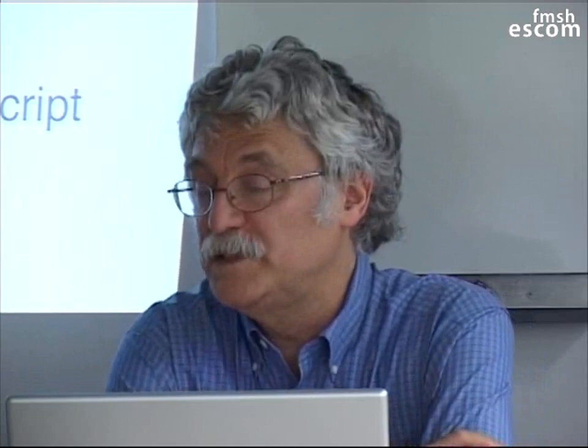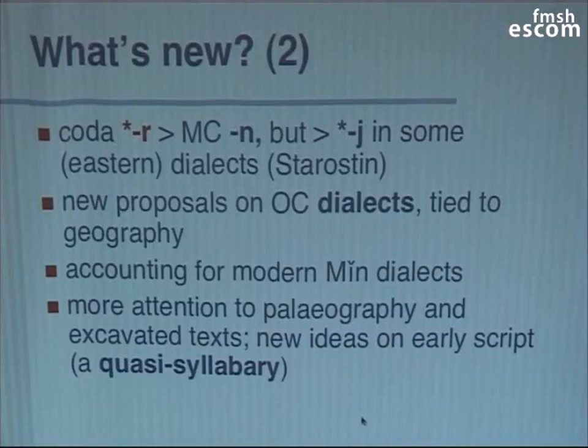We've introduced a coda R. This basically follows Starostin. In his book, Starostin had said that there was an R coda in Old Chinese, the normal development of which was to N, a coda N, but in some dialects to Yod. Actually, I think we've identified which dialects they were. They're dialects in and around Shandong province. It's very nice. So we're trying not to set up any dialect distinctions which we can't locate somehow geographically. And we have other new proposals on Old Chinese dialects, again tied to places on the map.